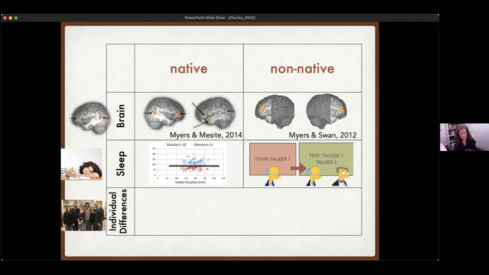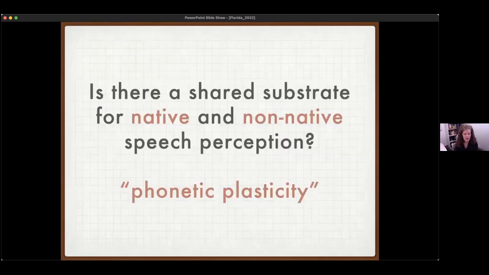So my former student, Chris Hefner, was funded by an NSF grant to go after this question, which is: is there some sort of shared substrate for adapting to native language speech and learning non-native speech? We called it phonetic plasticity, and you can decide that's whatever you think it is, but the notion is that both of these rely on this ability to sort through the complex acoustic signal, find a new boundary within it, and maintain it over time.